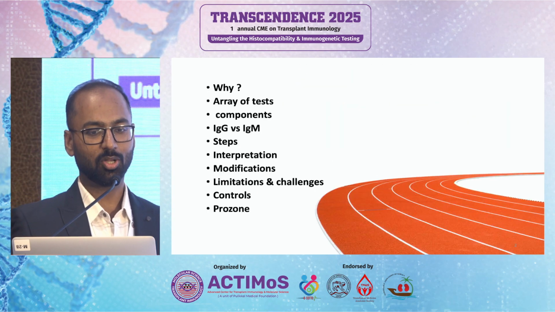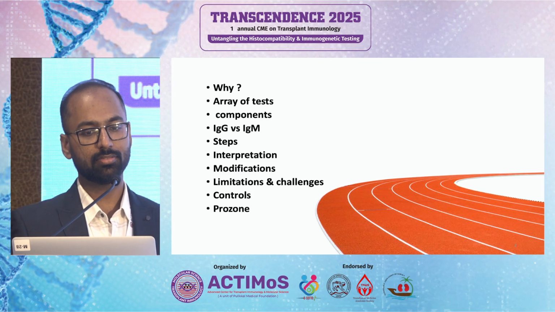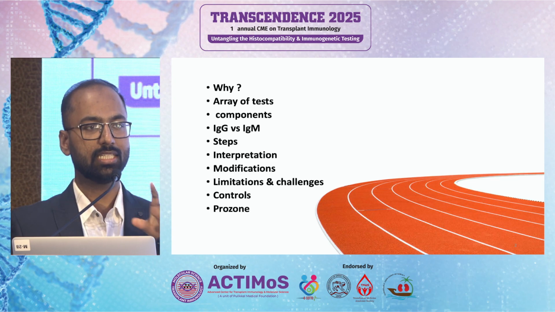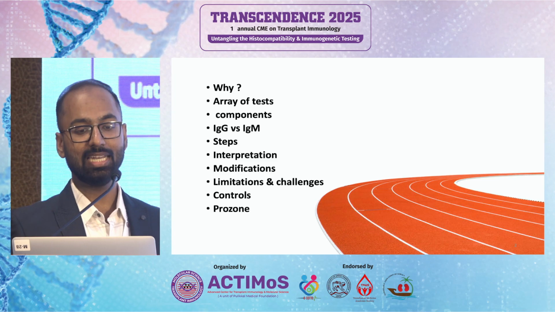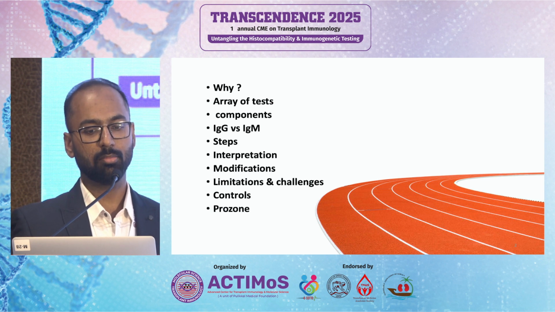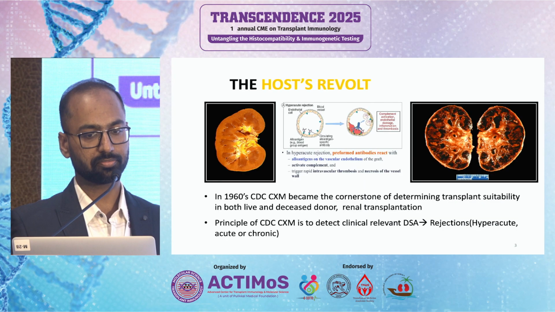So I'll be covering this topic under these headings: why we do CDC Crossmatch, or what is the relevance of even doing it now, what the array of tests we have are, what the components of CDC Crossmatch are, what the difference between IgG and IgM antibody is, and what the clinical implications, steps, and interpretation are. We have a few modifications to increase the sensitivity, and obviously limitations, and why we need controls, and what the effect of the prozone phenomenon is.